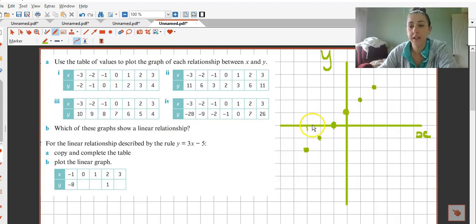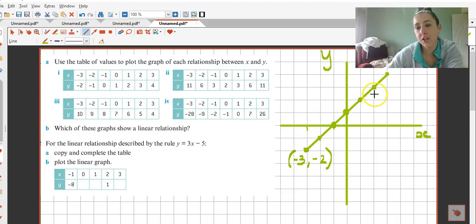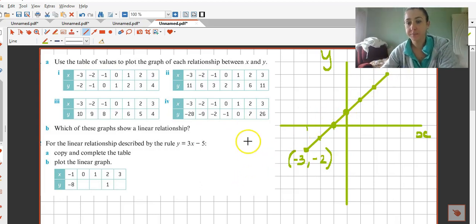So just coming back, this would look like -3, -2. So that's that coordinate. Okay, coming back to plotting these points, we've just got 3 on our x-axis to plot at 4 on our y. And again, we just join those points together, and that shows our linear equation.